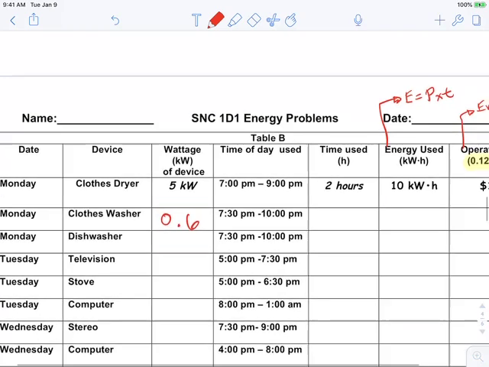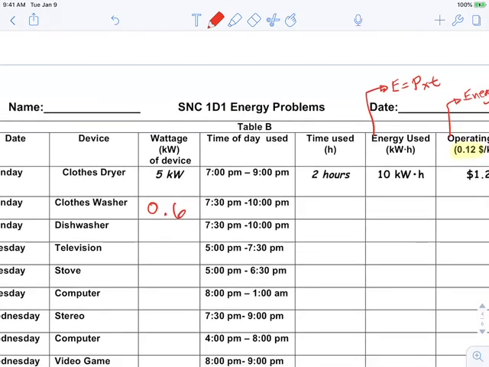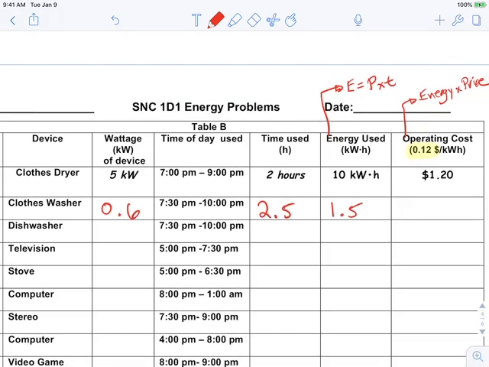Now, how long was it running for? Well, it looks like it was running from 7:30 till 10 o'clock. So 7:30 till 10 o'clock is 2.5 hours, so 2.5 hours. So how much energy did that use? Well, that's a good question. And how do we get it? We take our power, which is 0.6, and we multiply it by our time, which is 2.5. So if you took your calculator, 0.6 times 2.5, that's going to give me 1.5 kilowatt hours.